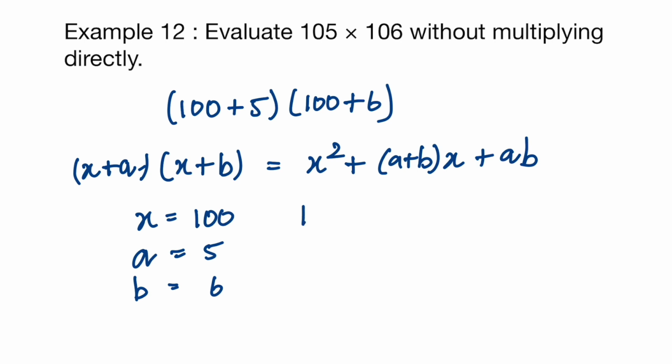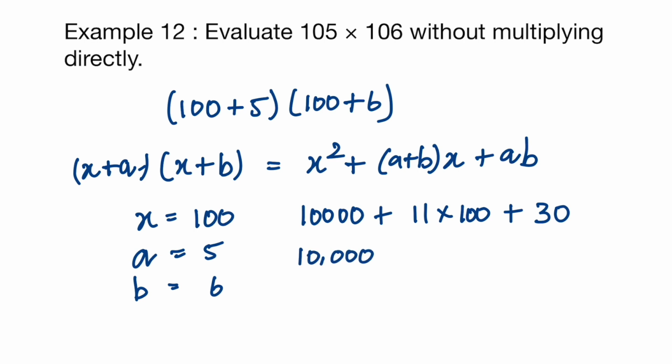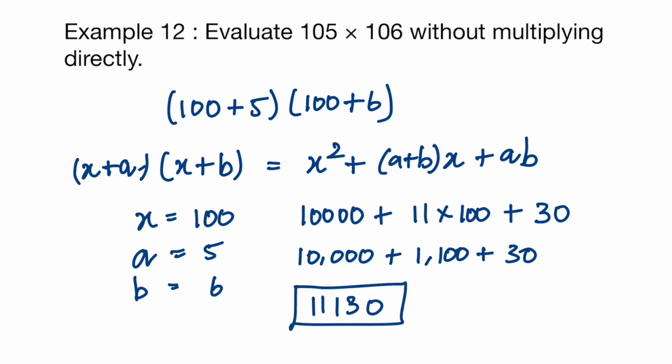So x squared is 10000, so that is going to be 10,000 plus a plus b into x. A plus b is 11, right? 5 plus 6 is 11. So 11 into x is 1100, and plus ab. So 5 times 6 is 30. So we're basically going to add these numbers. This is 10,000 plus this is 1100 plus this is 30. So adding this, you will have 11,130, and that is going to be the answer.